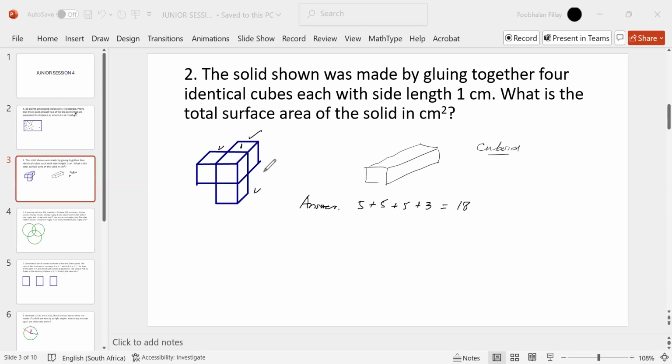surfaces, and each one of them is 1 square centimeter, right? So therefore the surface area is 18 square centimeters. So that's an easy one. Sometimes instead of square centimeters, you put centimeter squared, like that. Okay, so let's get on to the next problem.